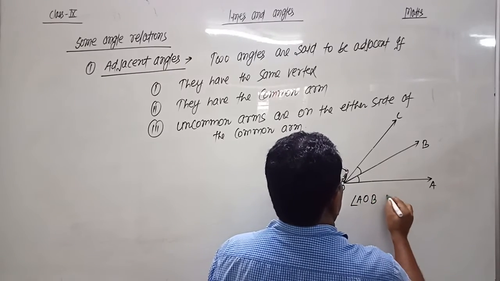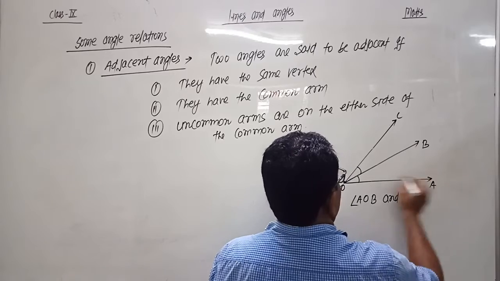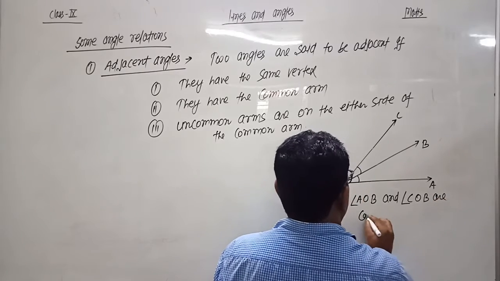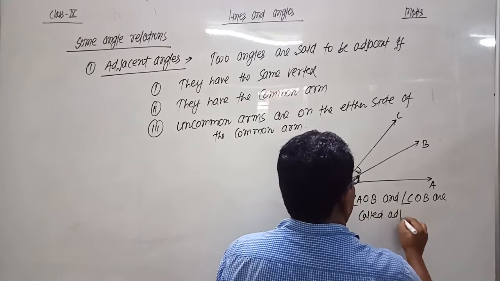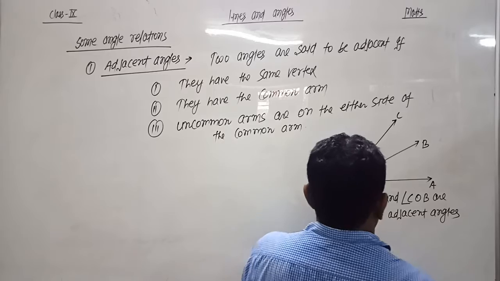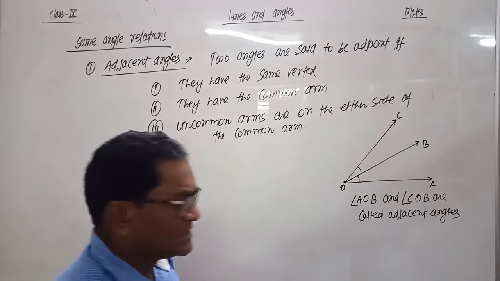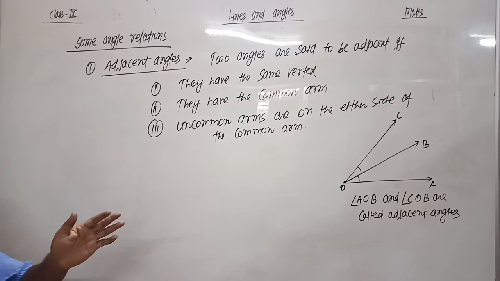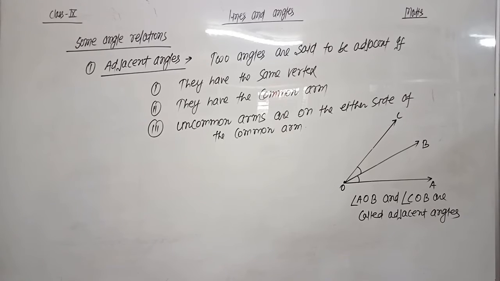Angle AOB and angle COB are called adjacent angles because they have the same vertex, they have the common arm, and the uncommon arms lie on either side of the common arm. Now we talk about linear pair of angles.